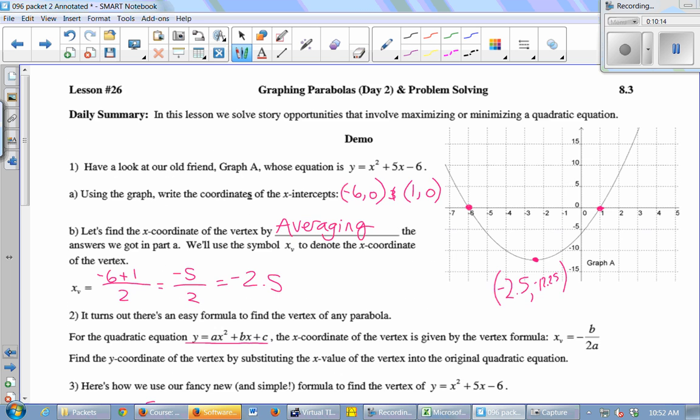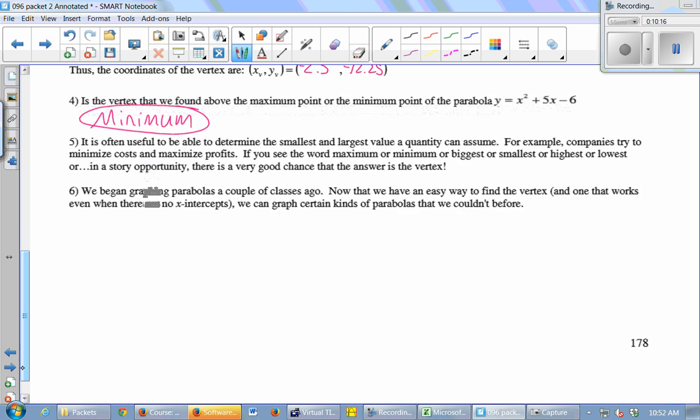All right, jump back to where we were. So we began graphing parabolas a couple of classes ago. Now that we have this easy way to find the vertex, we're going to change the order that we use in our process for graphing parabolas. It's just going to make it a little bit easier, and it's going to let us graph certain kinds of parabolas that we couldn't before.